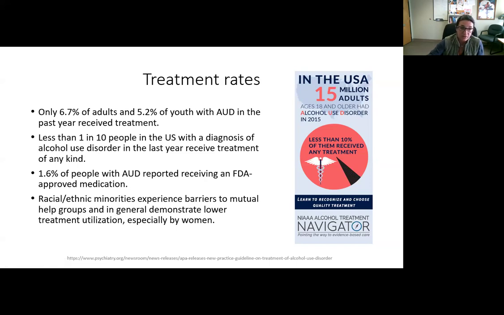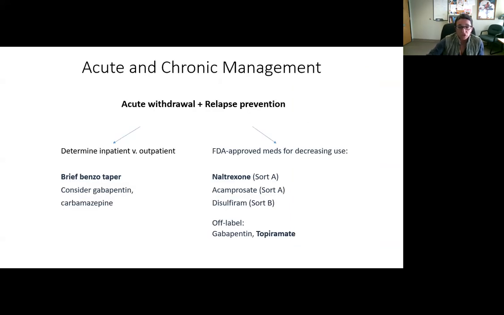And as with other use disorders, we do see racial disparities, significantly racial ethnic minority disparities, with barriers to mutual help groups and in general getting treatment, especially treatment utilization by women. Anytime we talk about treatment, it's good to consider both the acute and chronic management. If you have a patient presenting in acute withdrawal, what are you going to do in that moment to help them through it? Most of the time these are outpatient cases, and that's what we'll be talking about here.